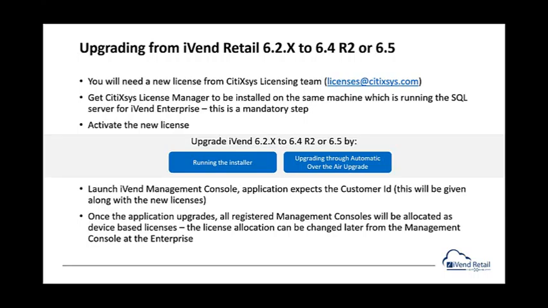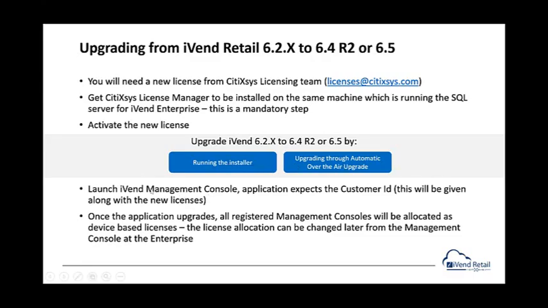So you activate the new license and then you upgrade from 6.2.x to 6.4 R2 or 6.5, either by running the installer or through the usual upgrading through automatic updates over the air. Sorry about this error here. Automatic updates over the air is what we wanted to say.